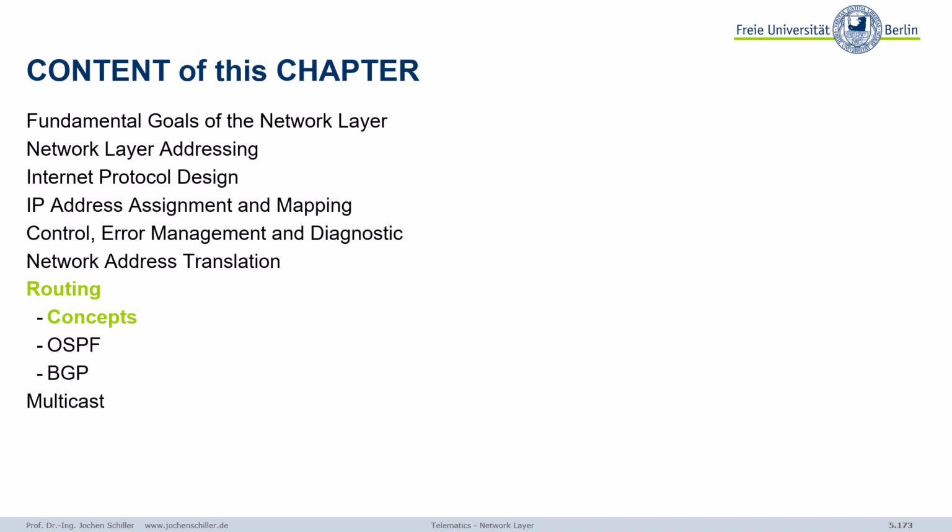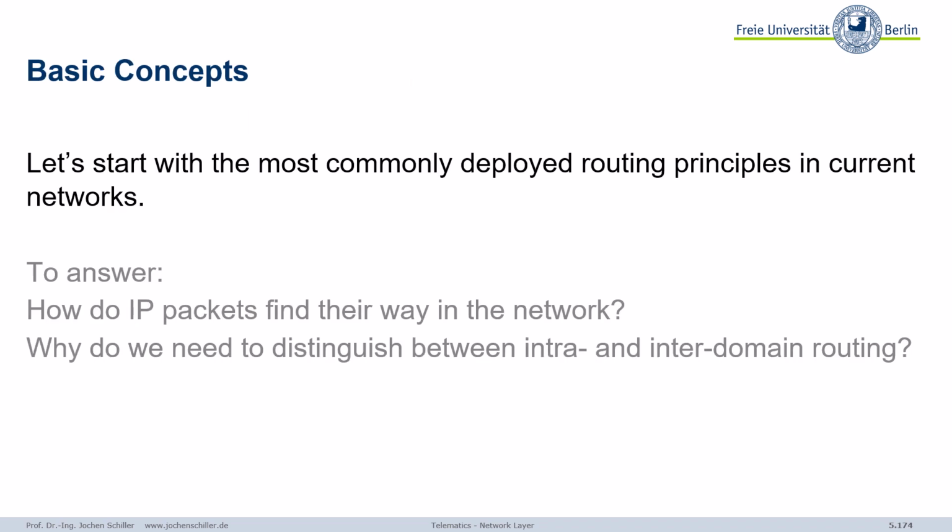So after having looked at the protocols of layer 3, IP version 4, IP version 6, and all these helper protocols, I will now focus on one of the major tasks of the network layer, routing. Basically, how does a packet find its way through the big worldwide network? First of all, I will introduce some concepts, and then I will focus on concrete examples, OSPF and BGP.